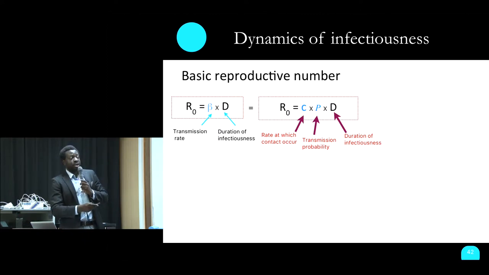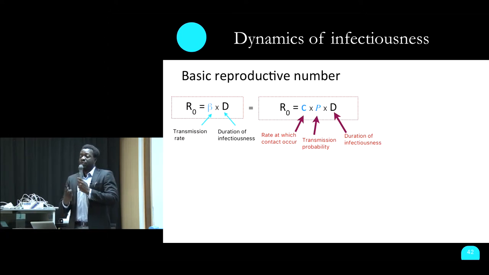Mathematically, R naught, the basic reproduction number, is the transmission rate times the duration of infectiousness. We can further break down the transmission rate. It is composed of two elements. We have the contact rate, which is the rate at which people come into contact with one another, and the transmission probability: what is the risk of person A transmitting the infection to person B whenever there is a contact?